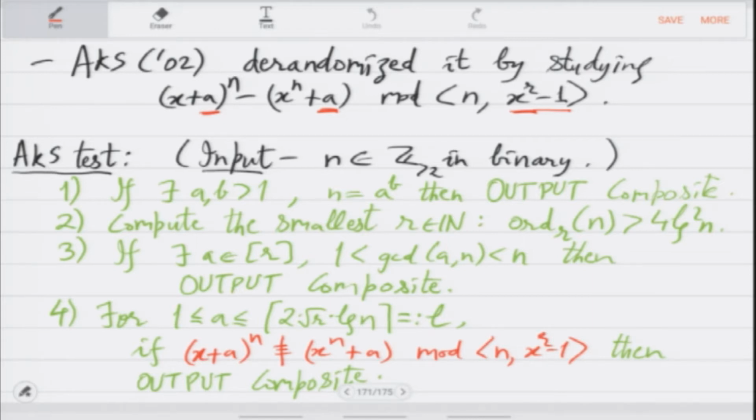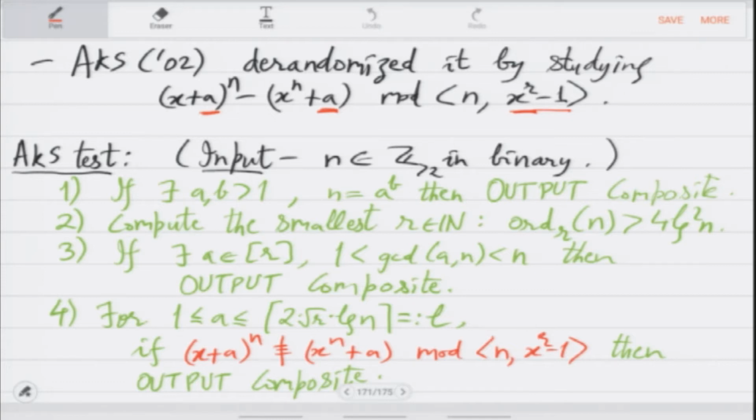It finds a number r such that the order of n mod r is large, which should be at least 4 log square n plus 1 or more. And then this check is done. For several a's, you check whether (x plus a) to the n is x to the n plus a, modulo x to the r minus 1, comma n. If any of these tests fail, then you are sure that n is composite, because it should have passed if n was prime. If all the tests pass for a from 1 to 2 square root r log n, then you give up and you say that n is prime.